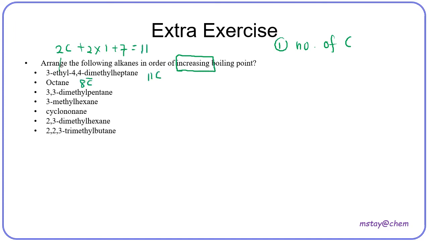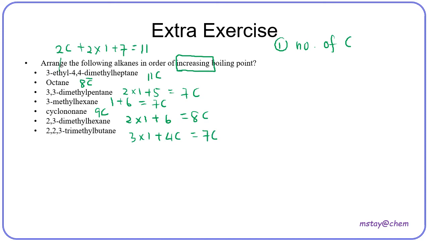Octane, 8 carbon. 3,3-dimethyl, so 2 times 1 plus 5 equals 7. 3-methylhexane, 1 plus 6, 7 carbon. Cyclononane, 9 carbon. 2,3-dimethylhexane, 2 times 1 plus 6 is 8 carbon. 2,2,3-trimethylbutane, 3 times 1 plus butane 4, so total is 7 carbon.